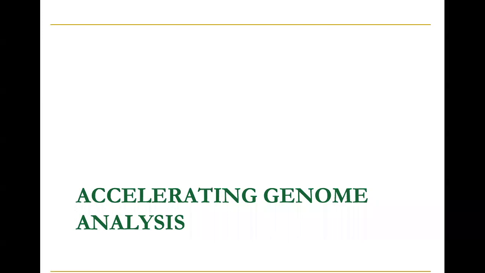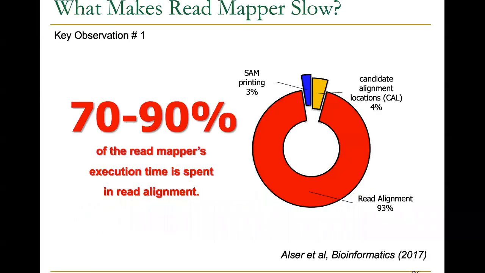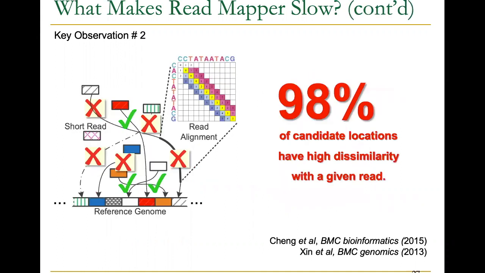So how to accelerate genome analysis? There are a lot of profiling studies, and they found that 70 to 90% of the time spent in read mapping, you can expect it, is spent in just comparing the two strings together. See how many differences between the read and the potential location. You can expect these numbers because most of the things you are doing is just comparing, actually.